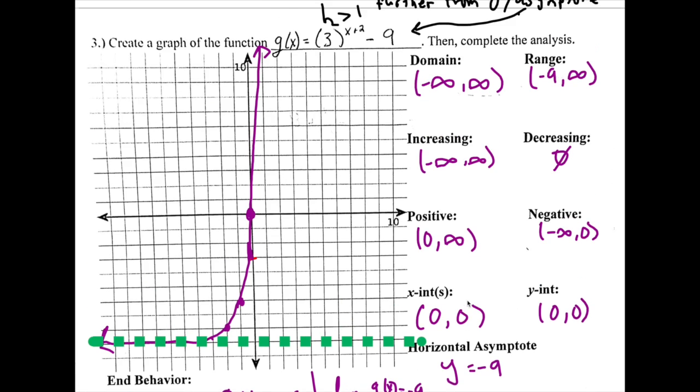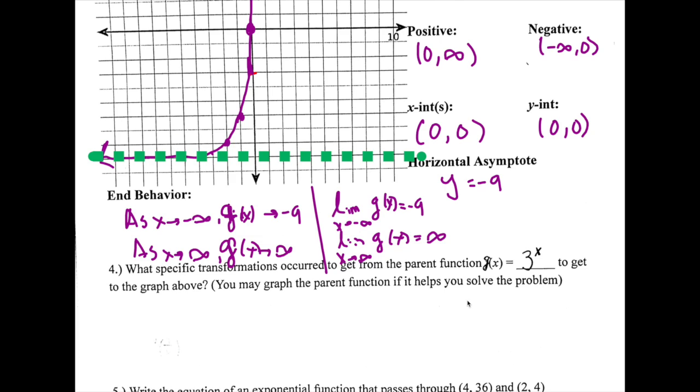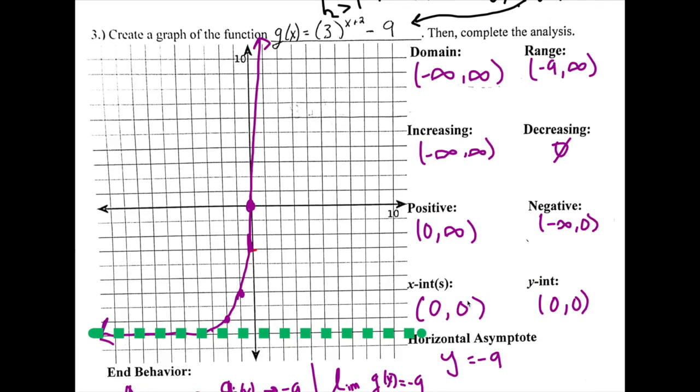All right, now let's talk about transformations. So I have to do transformations from the function 3 to the x. If we take a look at the function 3 to the x, here's what it looks like. So we have 3 to the 0 is 1, 3 to the 1 is 3, 3 to the 2 is 9, 3 to the negative 1 is a third, 3 to the negative 2 is a ninth, 3 to the negative 3 is 1/27th, and so on and so on, and we get closer and closer and closer to 0.